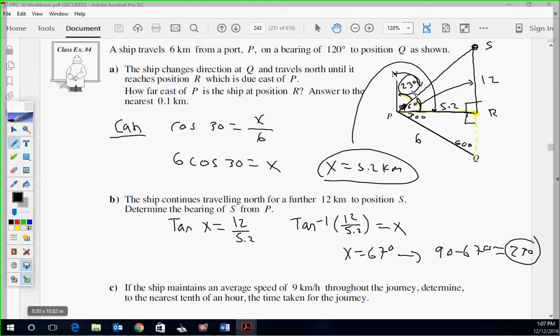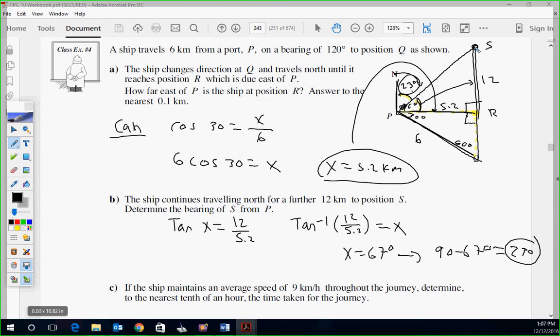All right, last question. If the ship maintains an average speed of 9 kilometers an hour throughout the journey, determine to the nearest tenth of an hour the time taken for the journey. So we know he's going from N to P to Q, then just to R, and then he's going to S. And is he returning? Okay.